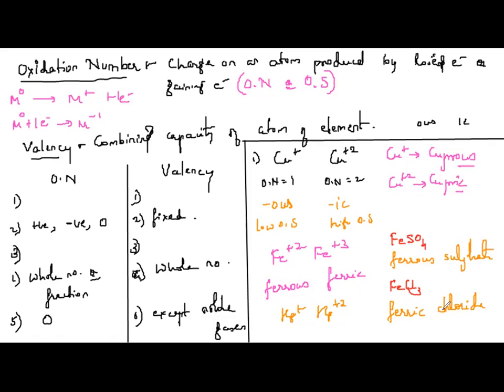Further, Albert Stock proposed a new system known as the Stock system. He used Roman numerals written in parentheses to represent the oxidation state. For example, Cu2O. The oxidation state of copper is plus 1. So how do you write it? If I say it is cuprous oxide, correct?